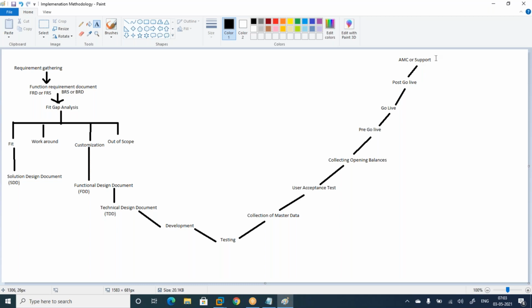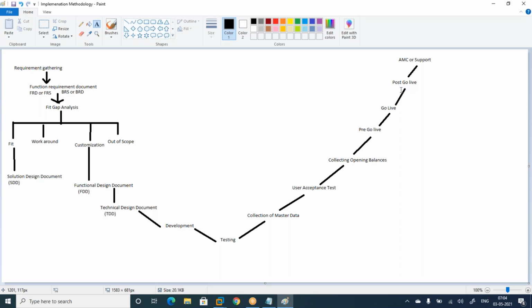Then AMC or support means once go live is over, you need to have an agreement between your company and that company for support. So does anyone have any doubt in this? What is the time period between post go live and AMC support?